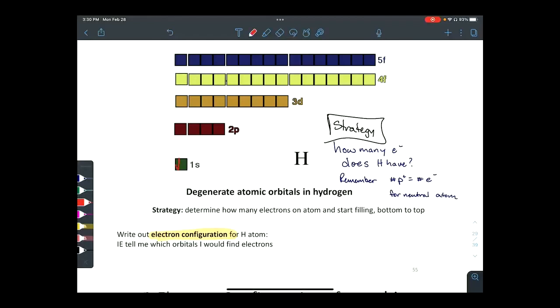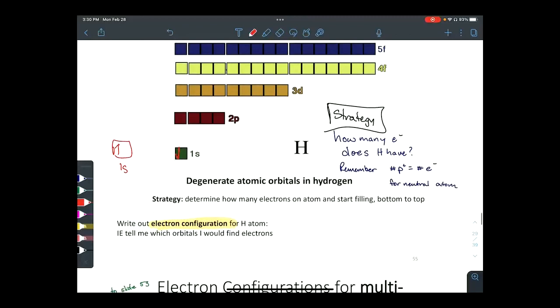We put it in the bottommost place, and so in this picture, it's showing to put it in that 1s orbital. They just decided to make it spin down. But if you want, it would be the exact same energy. You could also put it spin up. It doesn't matter. That would be the same energy. And then we're done, because hydrogen only has 1 electron. All right, so that would be what the orbital diagram looks like, the electron diagram.